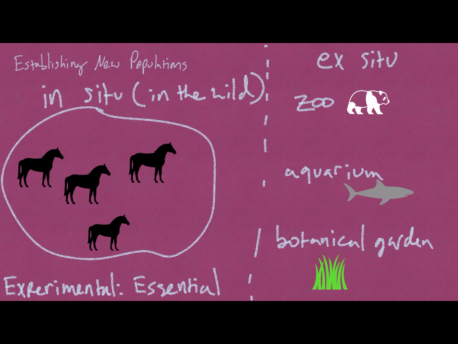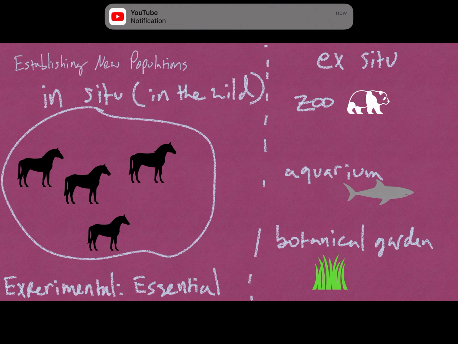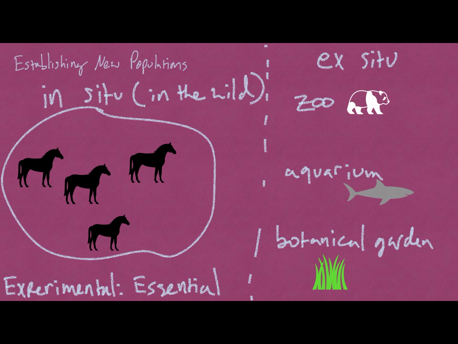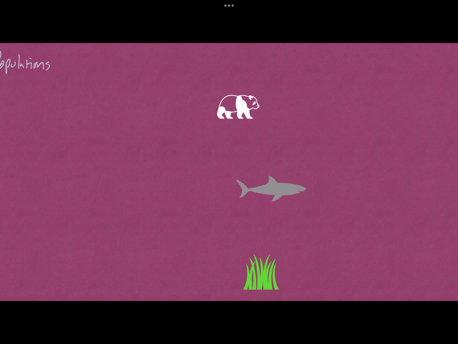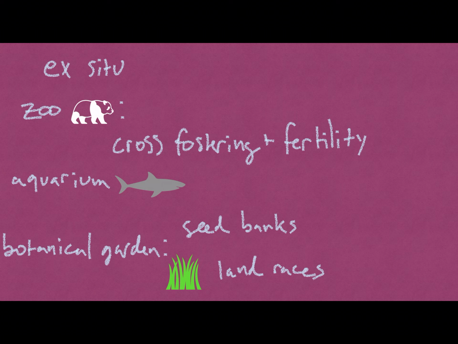If the in situ attempts have failed, then sometimes our only hope can be what we call ex situ conservation, and that's conservation of species that occurs in zoos, aquariums, or botanical gardens. Ex situ conservation means that our only hope of saving a species is preserving it in captivity. Ex situ conservation is incredibly risky and incredibly expensive. Most of the time, species in this situation require assistance in reproduction, that is through things like cross-fostering and help with fertility like embryo transfers.